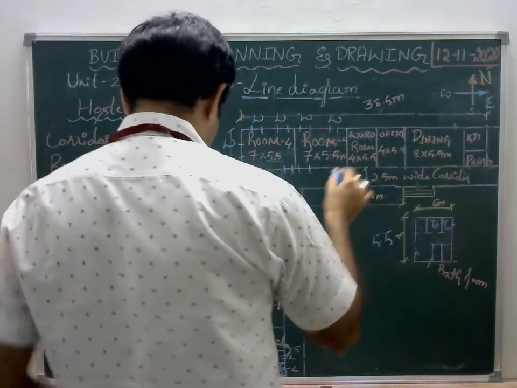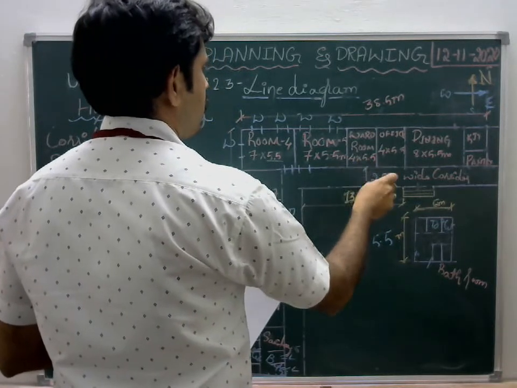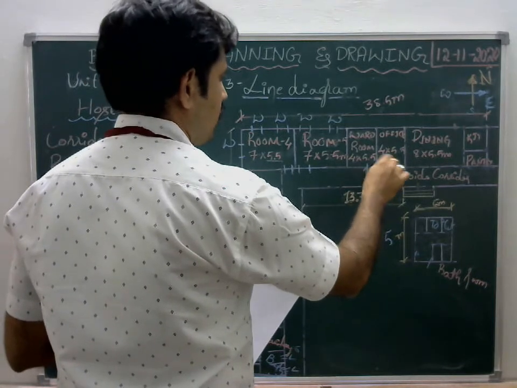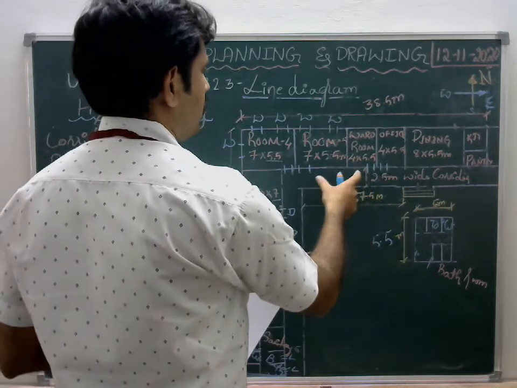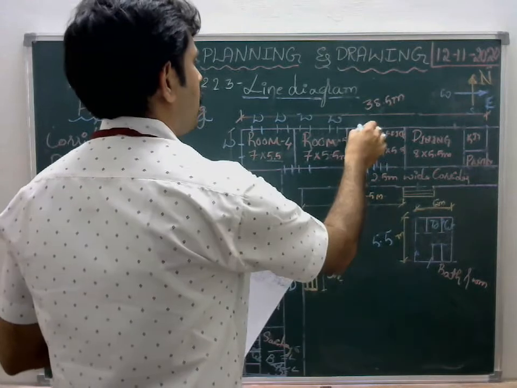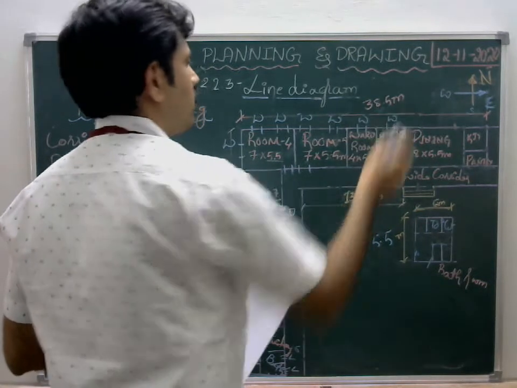In case of the wardroom, here I am going to provide a window, and beside that I am going to provide doors. Here I can use this space. Again, one window here, and here also one window.